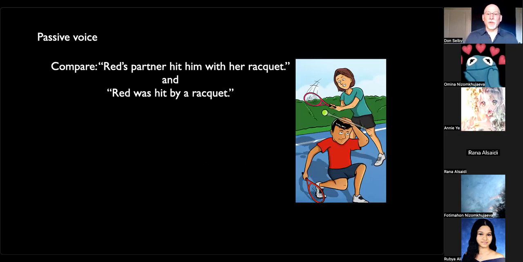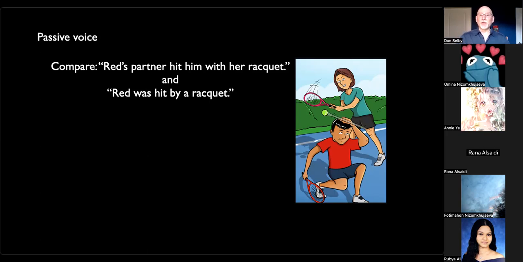So I want you to compare these two sentences, right? The sentence one is Red here in the red t-shirt because I'm not very original with names. Red's partner hit him with her racket. Okay, in that case, you know exactly who was doing what to whom, right? You know who the actor is, the one who's active in the sentence. That's Red's partner.